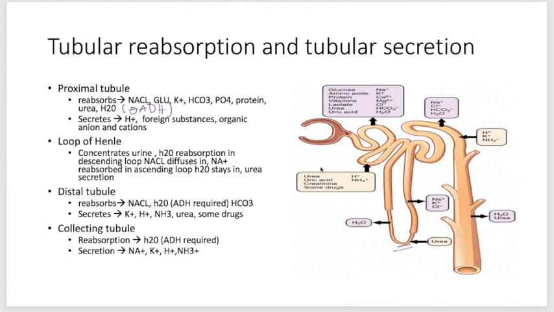So in the collecting tubule, we have reabsorption of water, also ADH required. And then we will have reabsorption and secretion. We can have a mix here of sodium, potassium, hydrogen, and ammonia. And then urea reabsorption in the medulla. And then we would end up with our final concentration of urine.